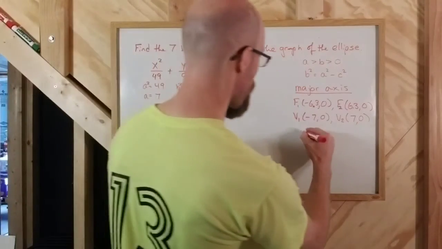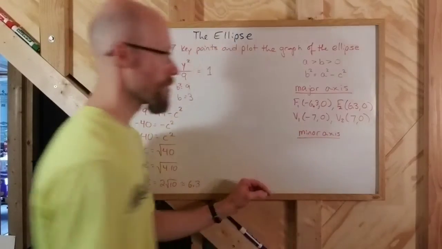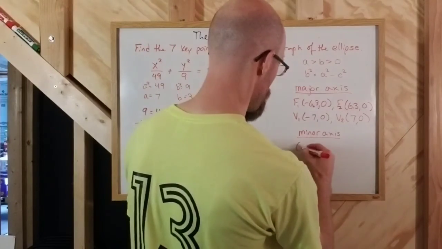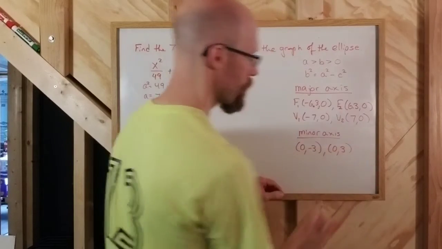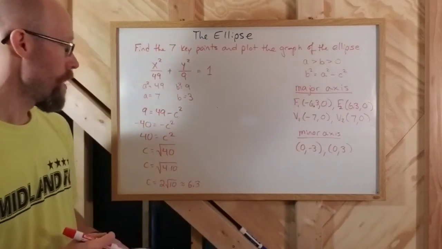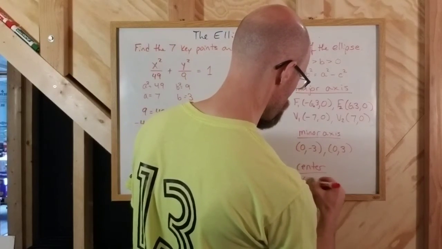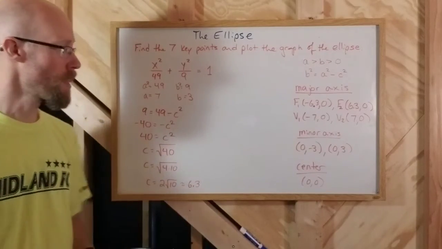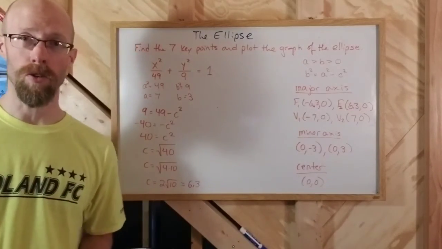For the minor axis, I know that the 2 endpoints are going to correspond to the b value, so they will be at 0 comma negative 3 and 0 comma positive 3. Those are going to be in the y direction because the minor axis will be vertical. And then finally the center we know to be 0, 0 based upon the fact that there's no shifting going on in this equation. With those 7 points found, now I can get a pretty good graph.